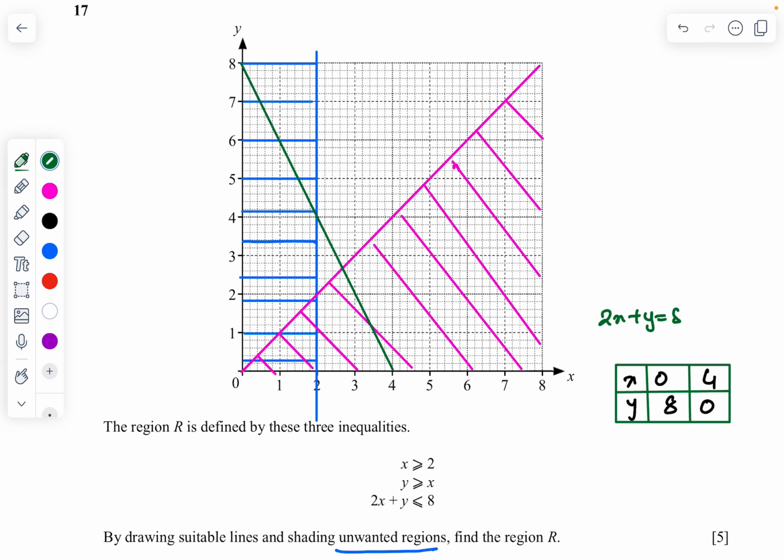And I want 2x plus y to be less than 8. So for example, if I take a random point, which is (4, 6): 2 times 4 plus 6 is 8 plus 6, which is 14. It is greater than 8. So this is going to be my unwanted region, where it is not satisfying the inequality.